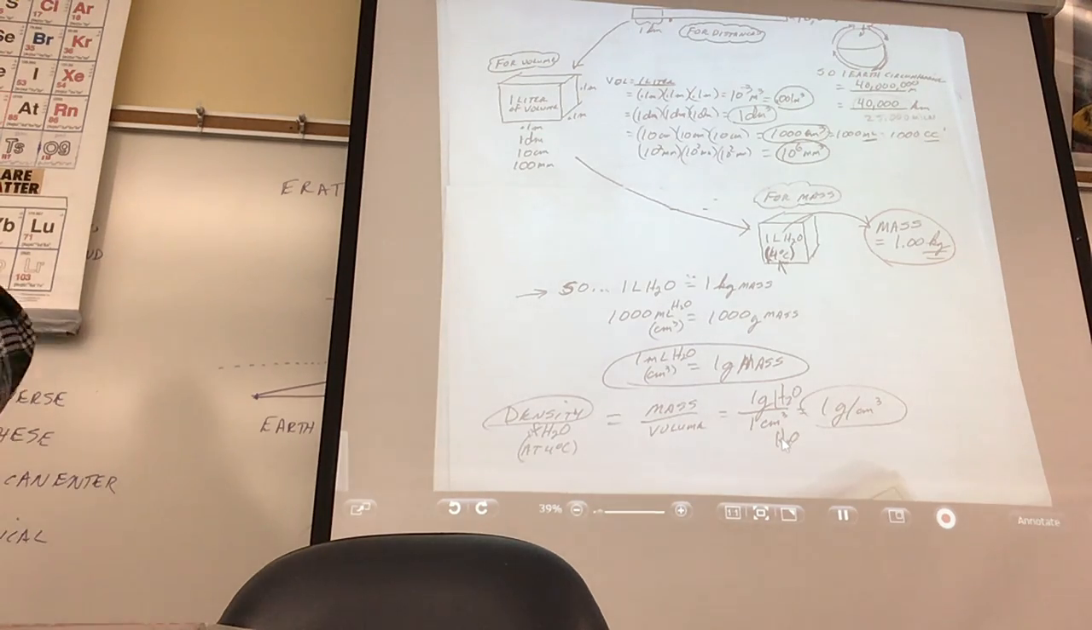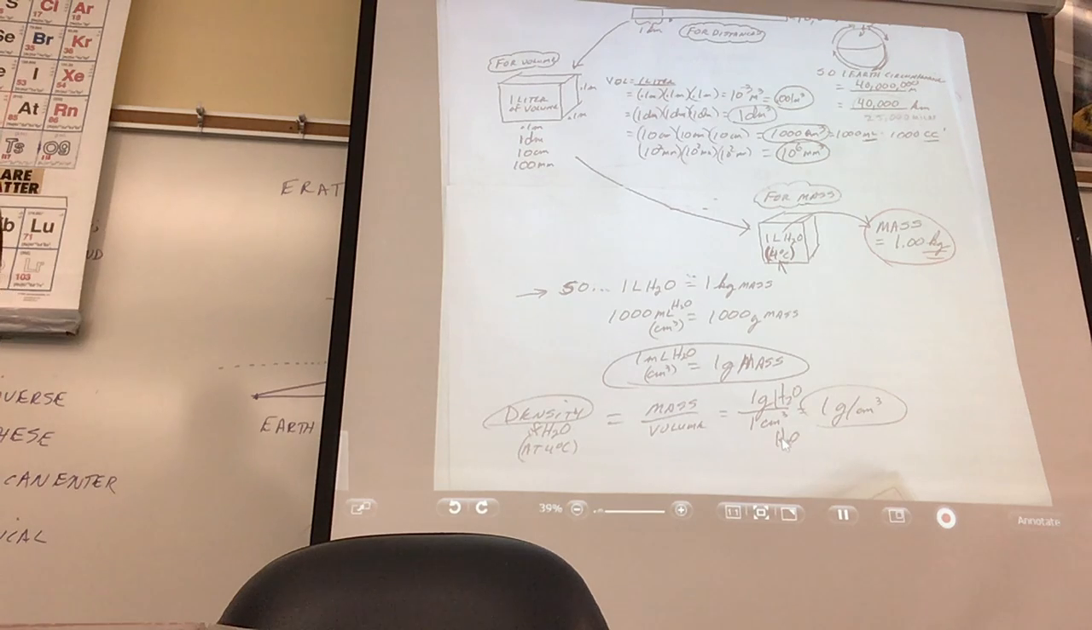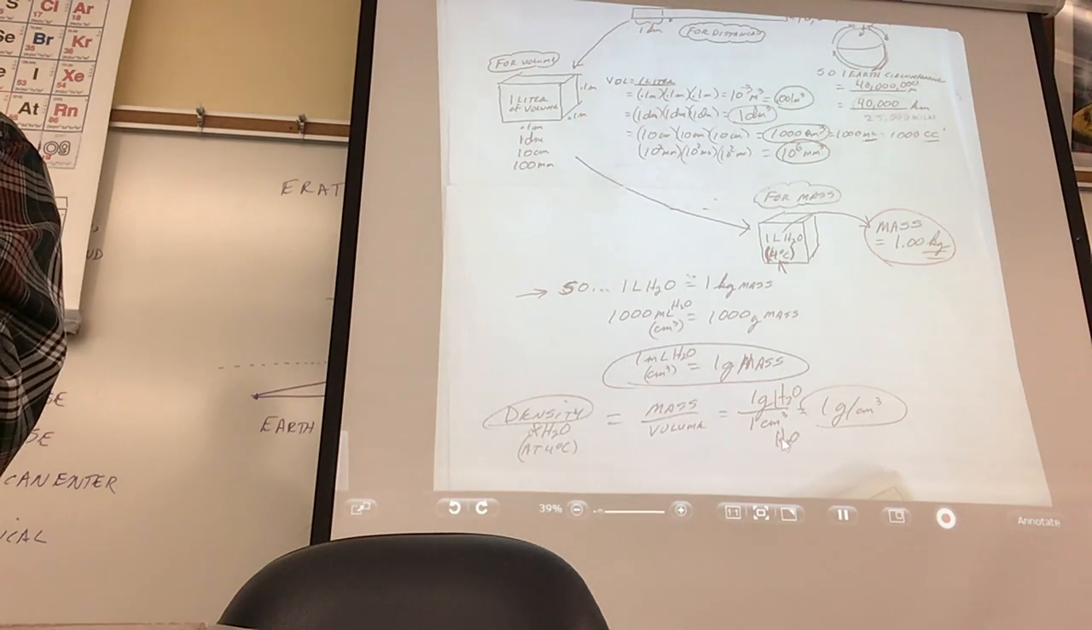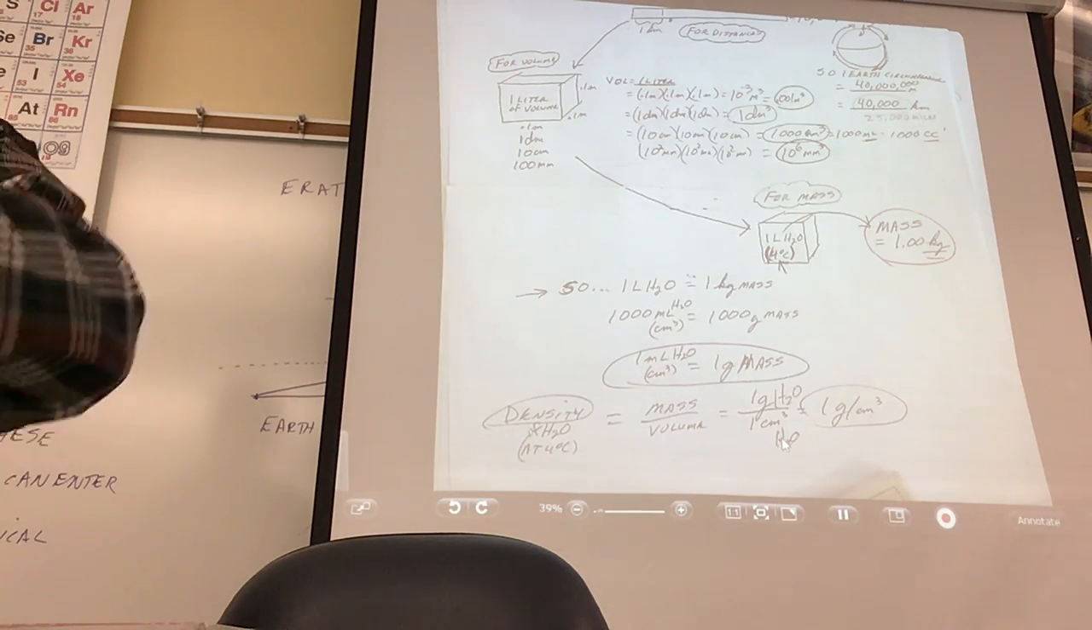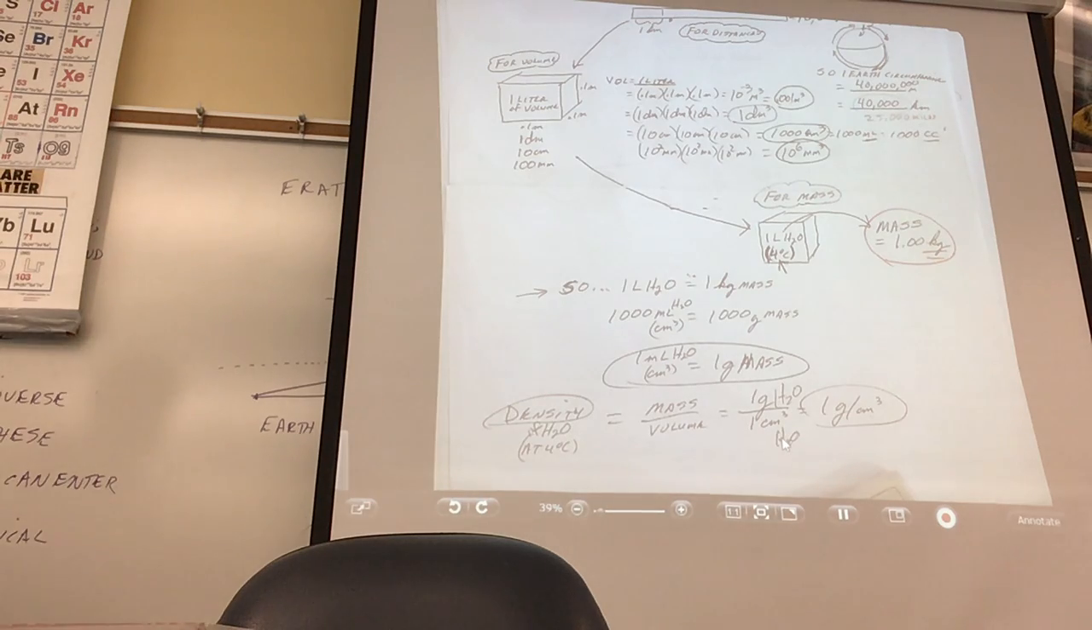Even when I build a deck in the back of my house and I put boards down, you never put the boards right next to each other, especially if it's cool. But in the summer, they'll expand and it'll warp everything, okay? So we always have to worry about that.